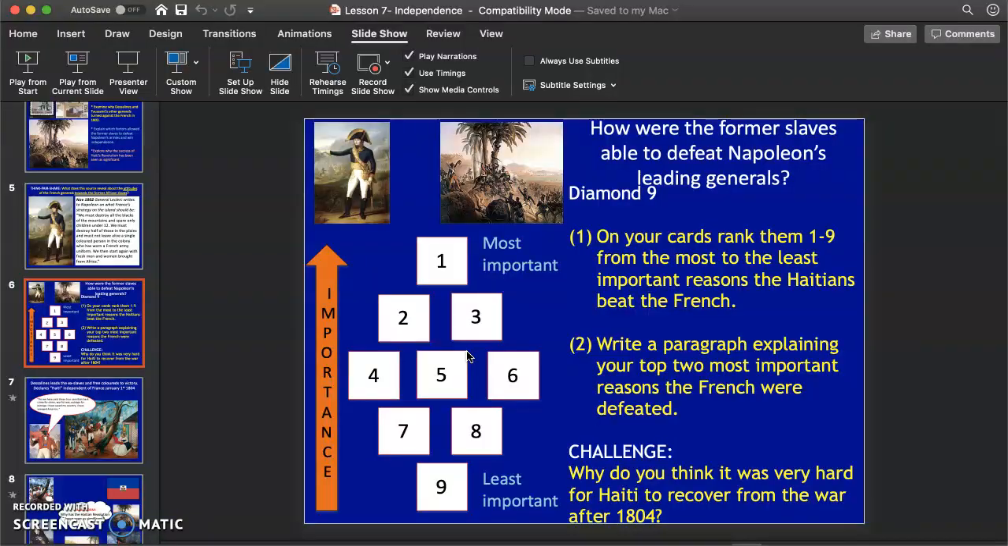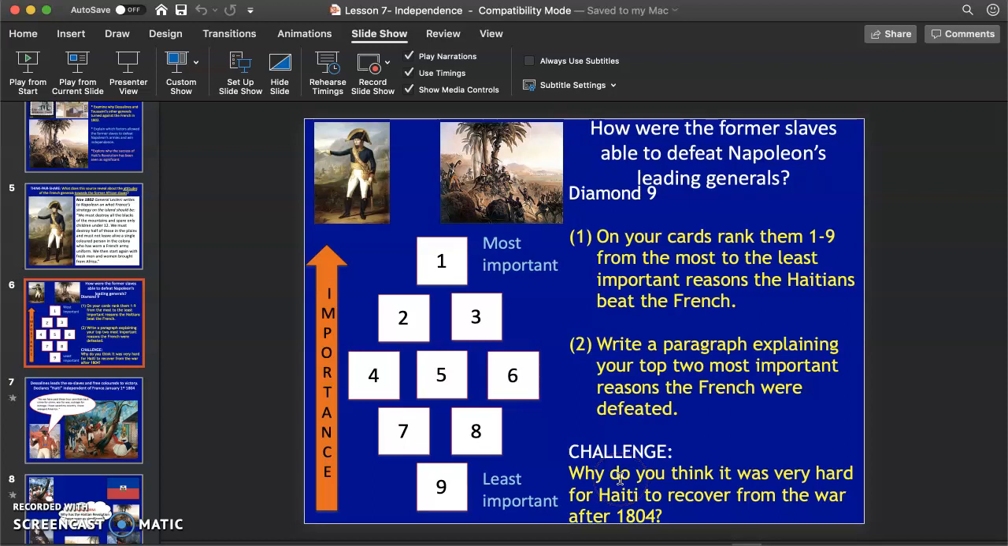I want you just to rank them in order of significance. So you might want to print it out if you've got access to a printer. If you don't, you can create your own Diamond 9 and put the most important factor at the top, next to, below, and so forth. And then once you've done that, write a paragraph explaining your top two most important reasons why the French were defeated.